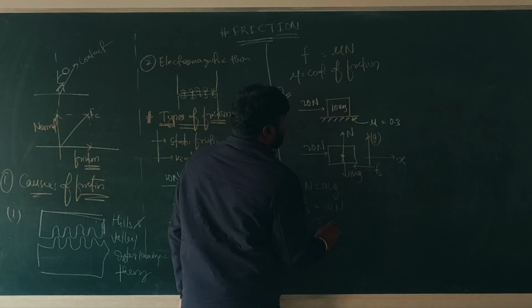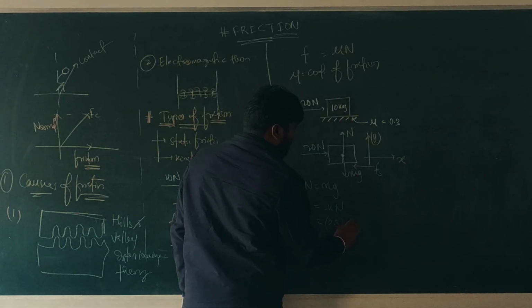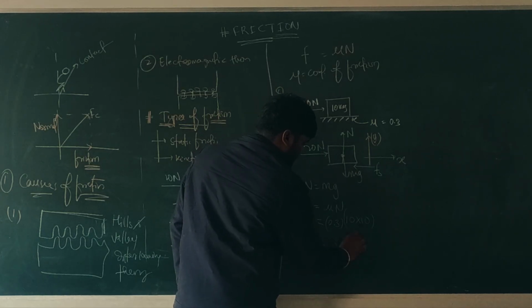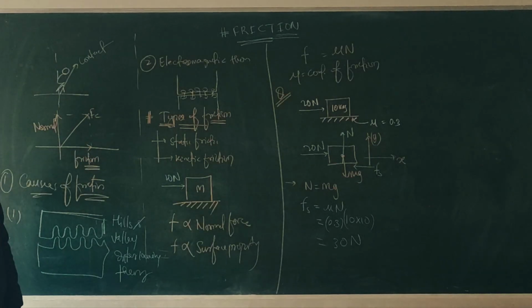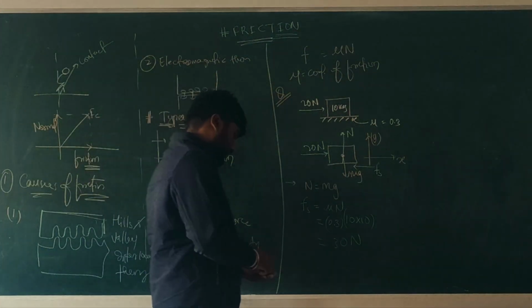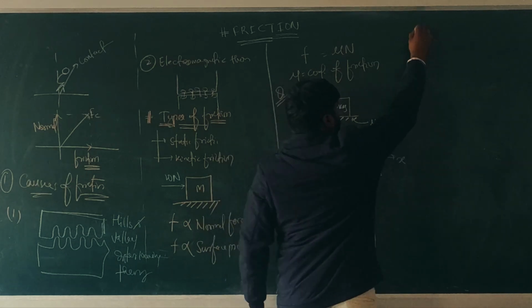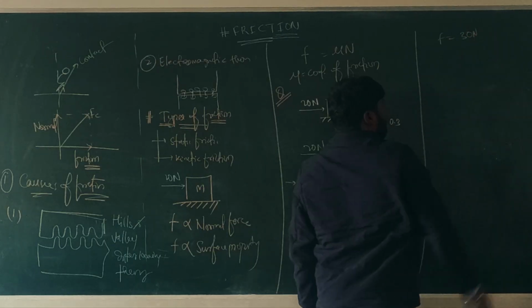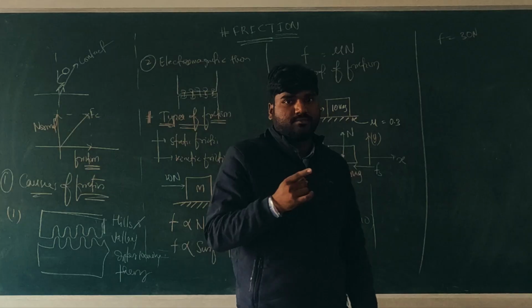What is mu into N? Mu is 0.3. And what is N here? M into g. What is m? 10 into g, suppose 10. This is what? 30 Newton, right? Okay. So directly the friction will apply. What is the value of friction? The value of friction will be 30 Newton, right?